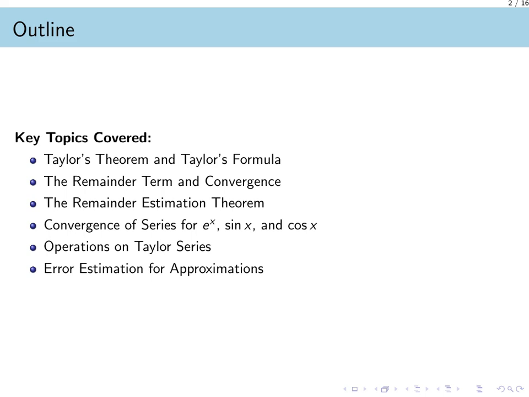Next, we will focus on a critical component of this formula, the remainder term. Understanding this term is the key to determining if a Taylor series actually converges to the original function. Building on that, we will then present the remainder estimation theorem, a powerful tool that allows us to find an upper bound for the remainder.